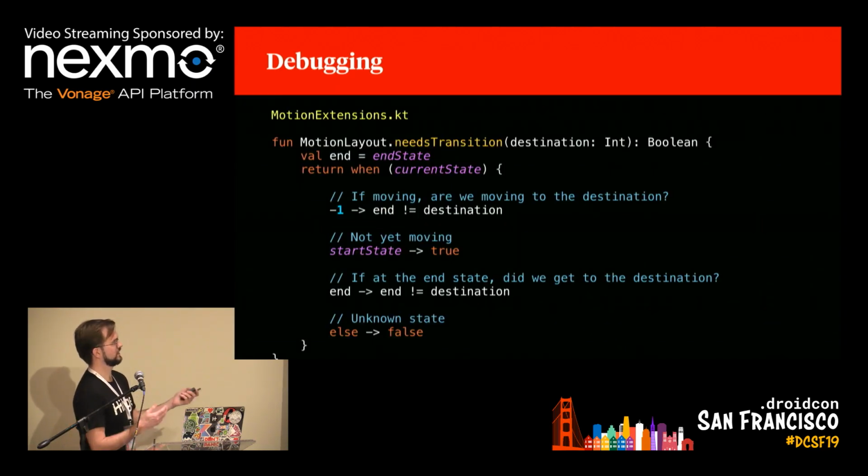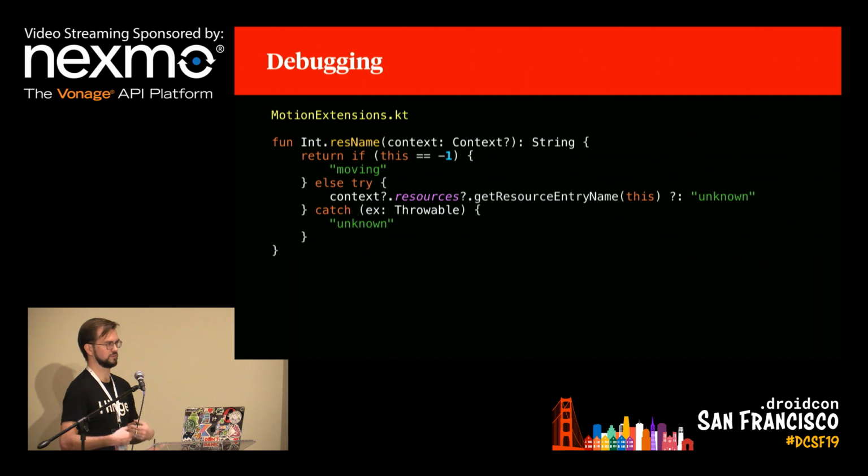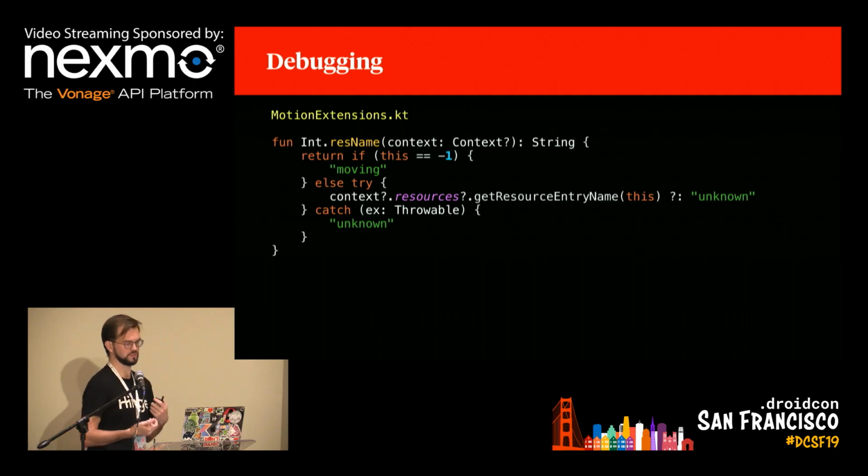Debugging, there's some fun extensions that I've been making for whether something needs a transition and figuring out, oh, -1 as current state actually means moving. Okay, are we at the destination, yes or no? And then I can use this to figure out where to move next or whether I need to activate a transition. Res name is just a nice little extension for myself for logging purposes as we're debugging. Just uses context resources, get resource entry name. You can reuse this on normal resources as well, and we do now.